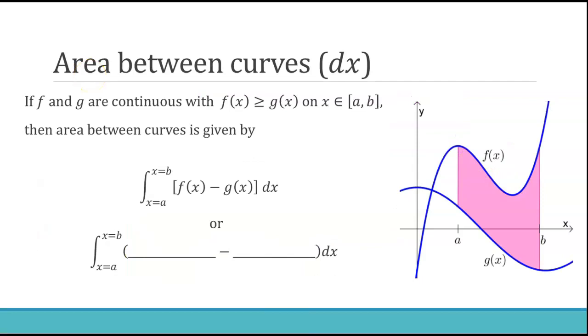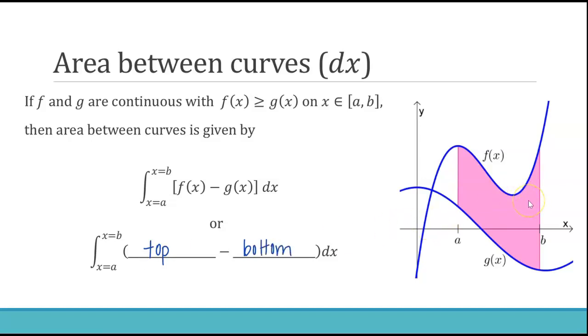Let's formalize what we just explored in that last example. The area between curves with respect to x. If f and g are continuous functions with f of x greater than or equal to g of x on the interval from a to b, so we do need to know that the function f of x is always above or on top of the g of x function, then the area between curves is given by the integral from x equals a to x equals b of f of x minus g of x. Or, a little bit more informally, we can think about that as the integral from x equals a to x equals b of the top function minus the bottom function.